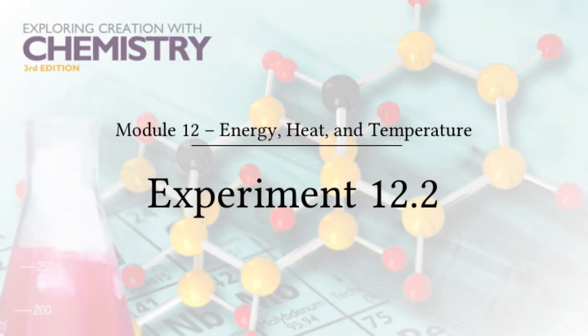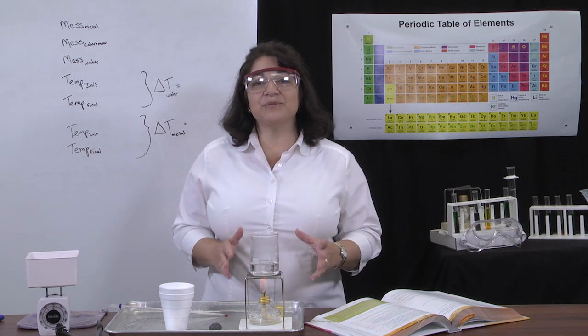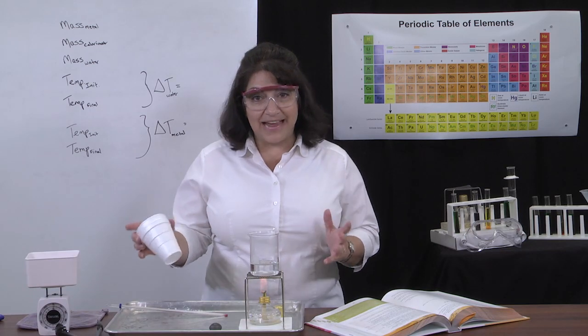Module 12, Energy, Heat, and Temperature. Experiment 12.2. This lab is going to help us to actually figure out the specific heat of a metal. And to do that, we're going to use a calorimeter and calorimetry.